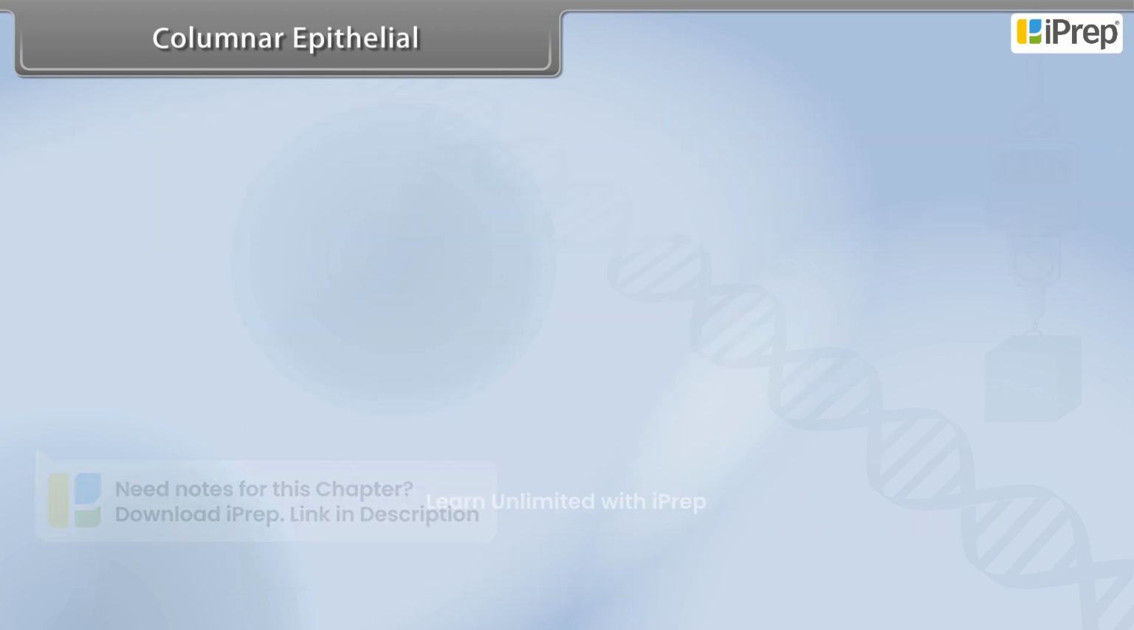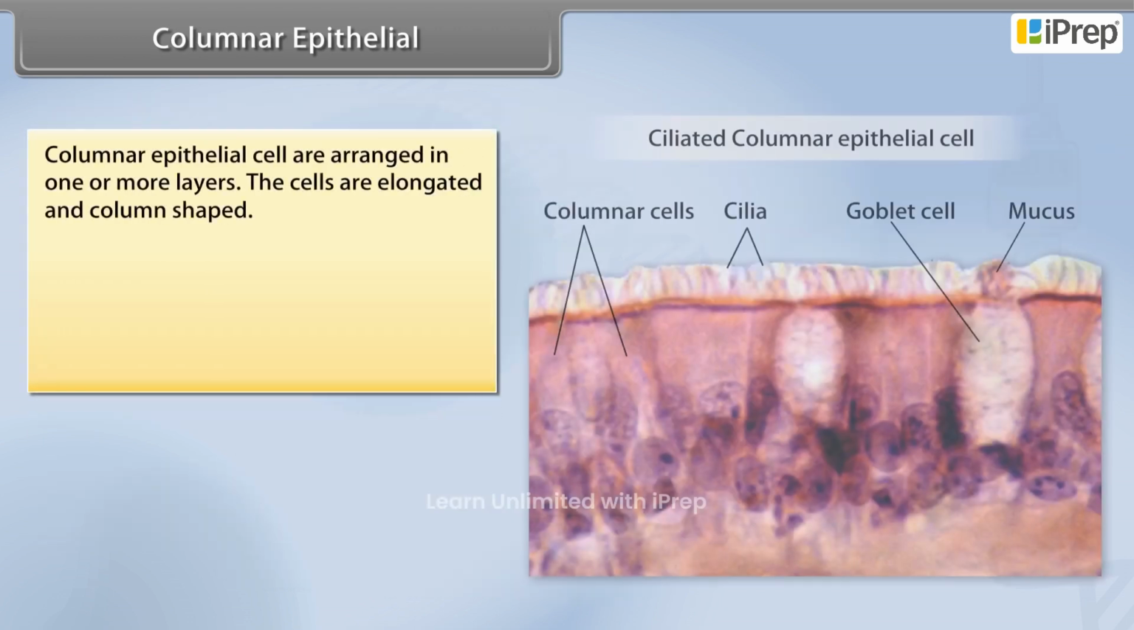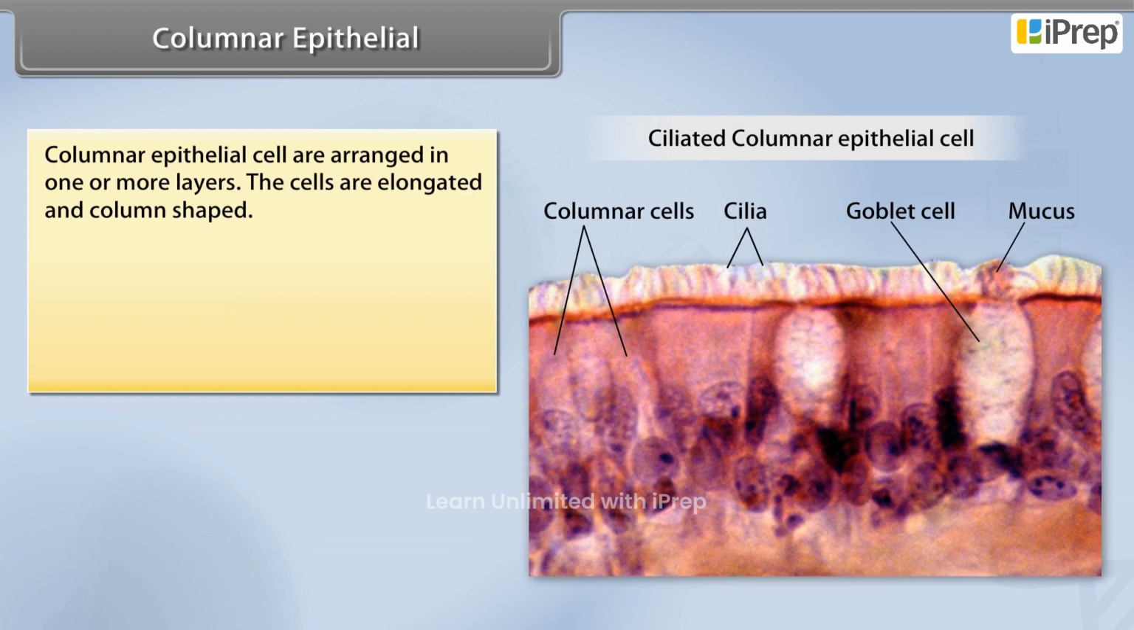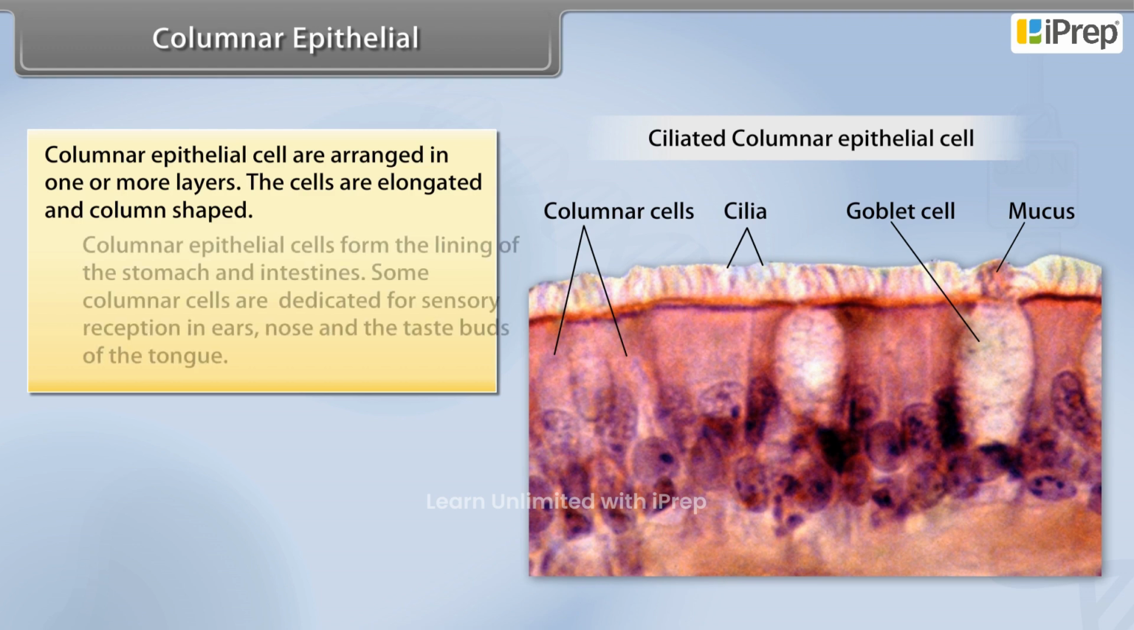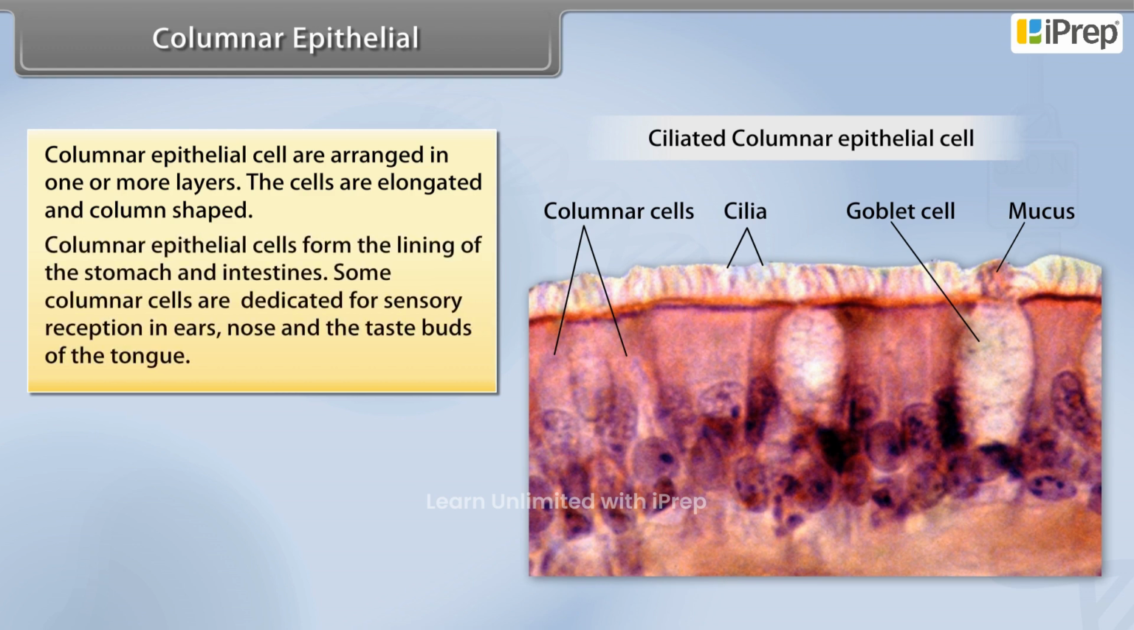Columnar epithelium. Columnar epithelial cells are arranged in one or more layers. The cells are elongated and column-shaped. Columnar epithelial cells form the lining of the stomach and intestines. Some columnar cells are dedicated for sensory reception in ears, nose, and the taste buds of the tongue.